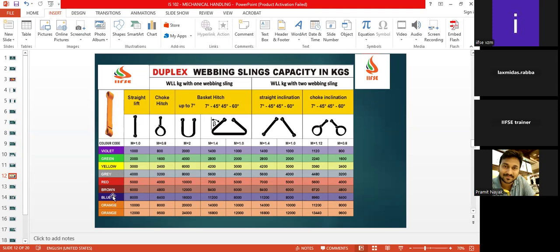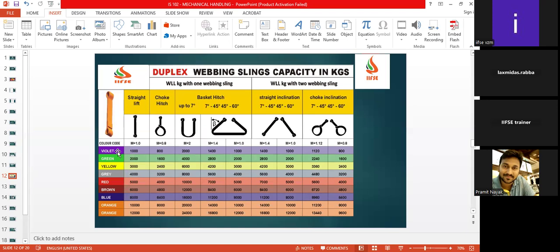Again, these are a few color codes for easy identification of the capacities of the belts. I have taken the reference of one company; I'm not able to recall the company name right now. It is a very famous company, internationally available. So they have these color codes. If it is violet, it is 1 ton. If it is a green belt, the capacity is 2 ton. If it is yellow, 3 ton. If it is gray, 4. And if it is red, 5, and so on.